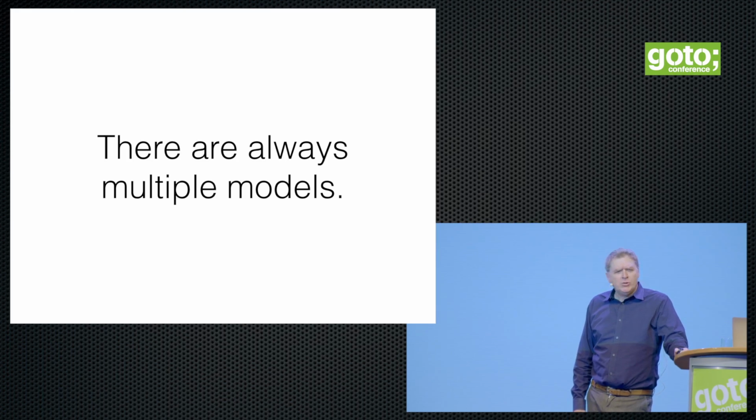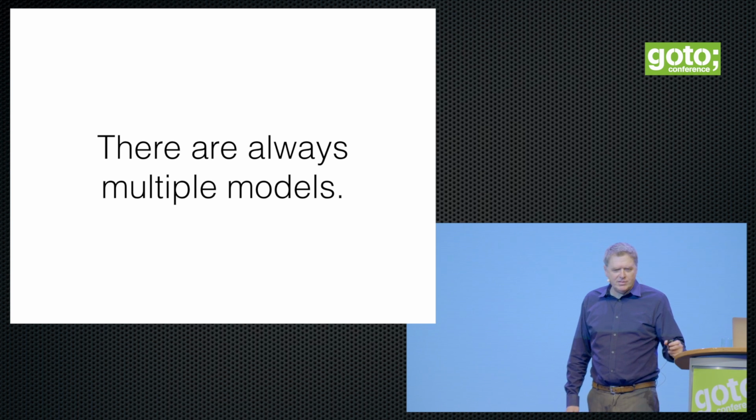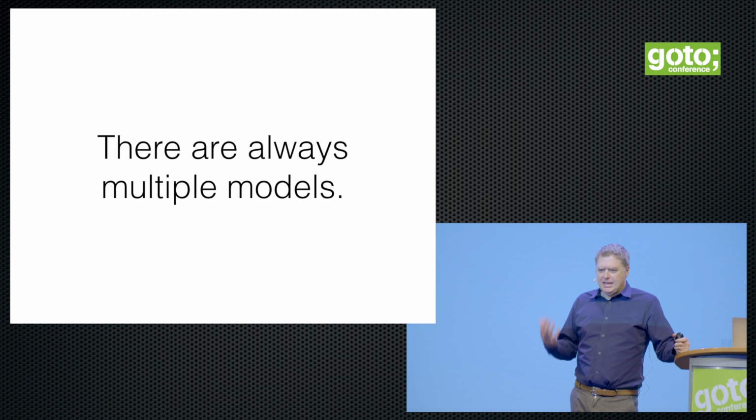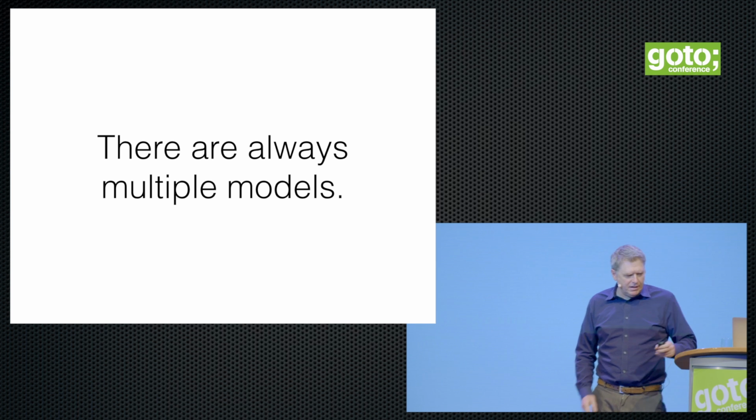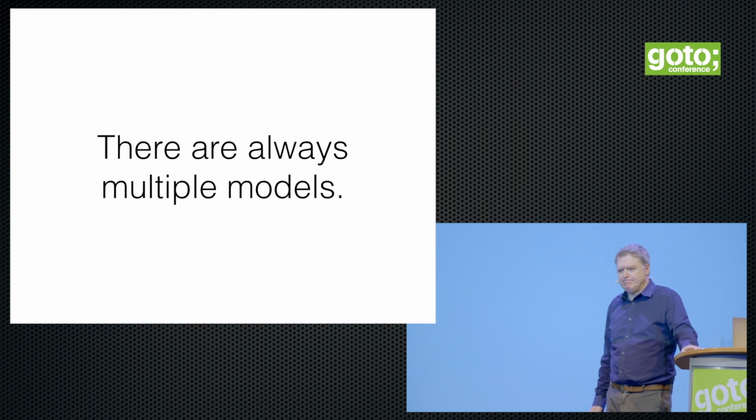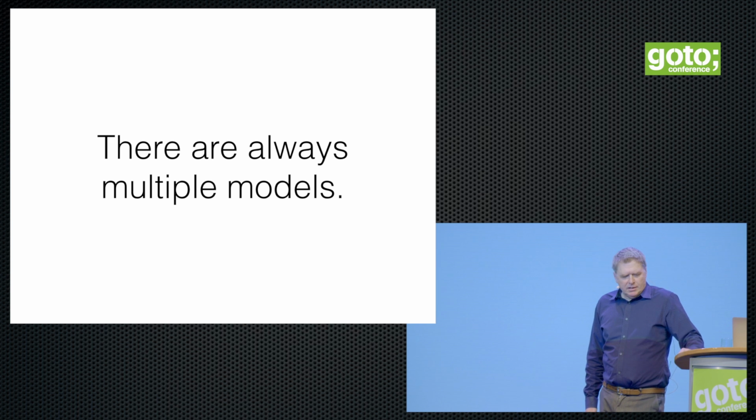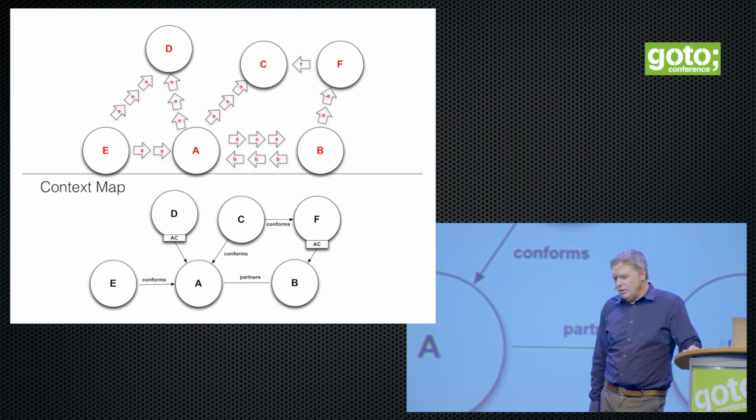So there are always multiple models. That is a good thing, and it's very much part of the air of microservices. I think it seems extremely natural in that kind of paradigm. Now, as we go along in this, back to the story of our context map.